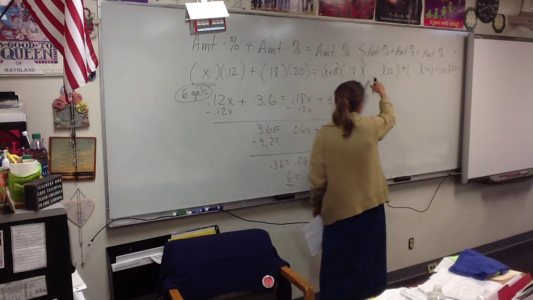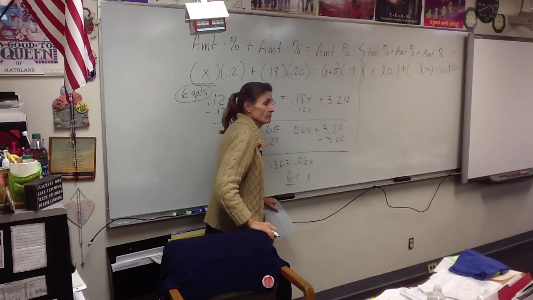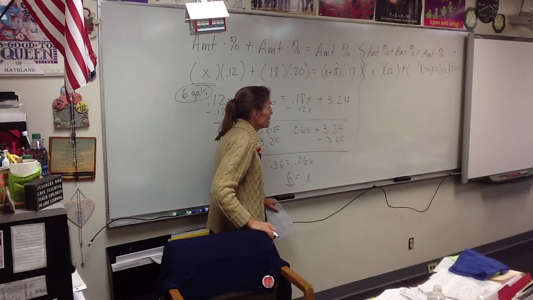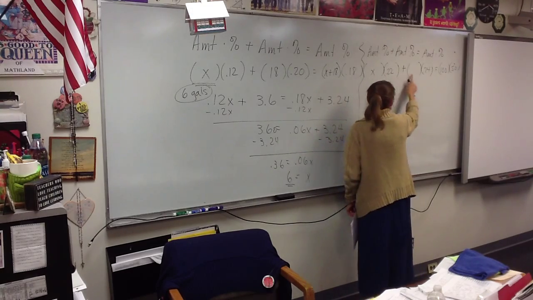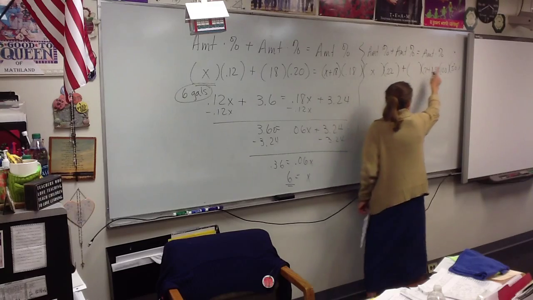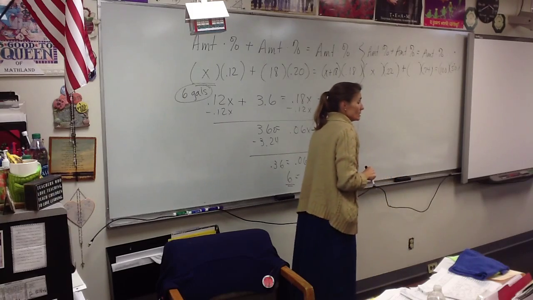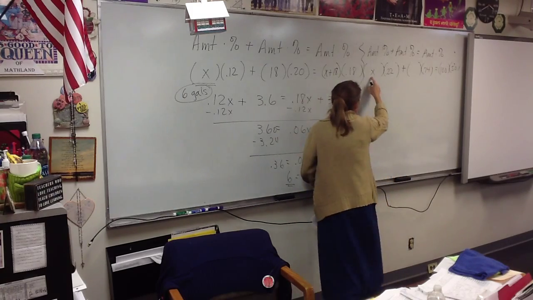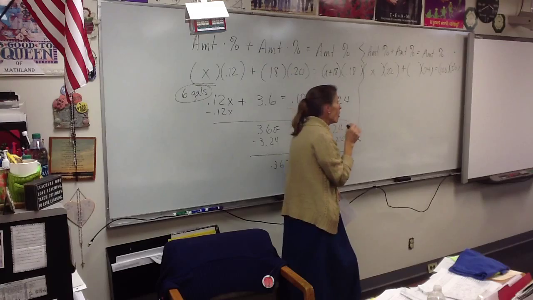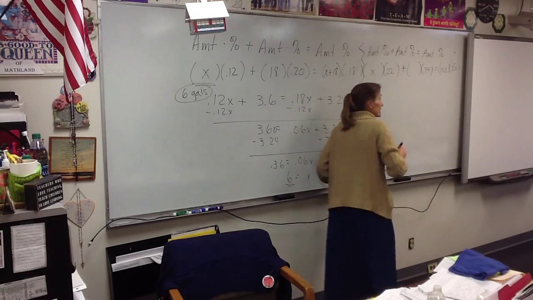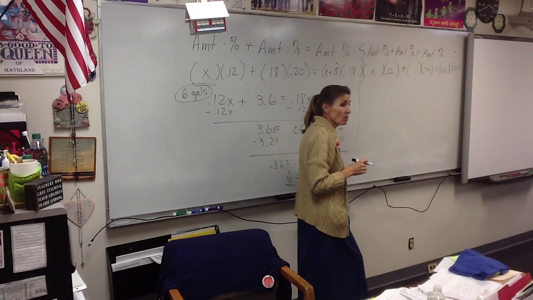Now again, do I know how much of this I have? No. I don't know how much of that I have. But I know that these two have to add up to 100, right? Okay, so if this one's X, what would that one be? Now I can't call it X, because if I called it X, it would mean they had the same amount, and I don't know if they do or not, so I can't call it X.